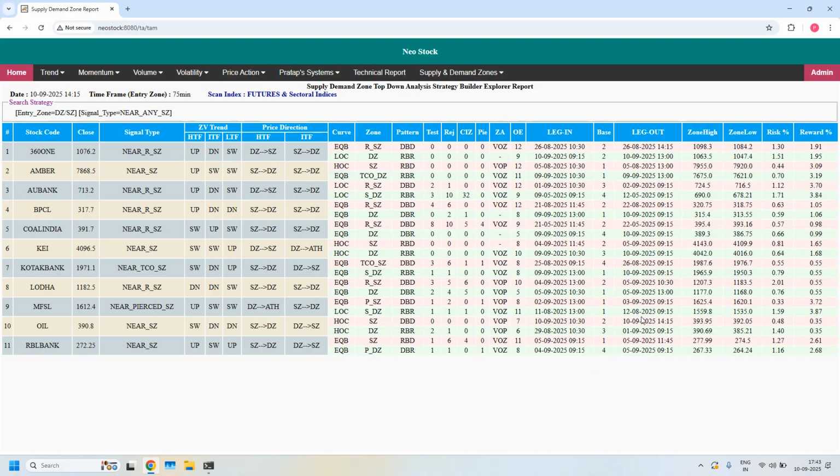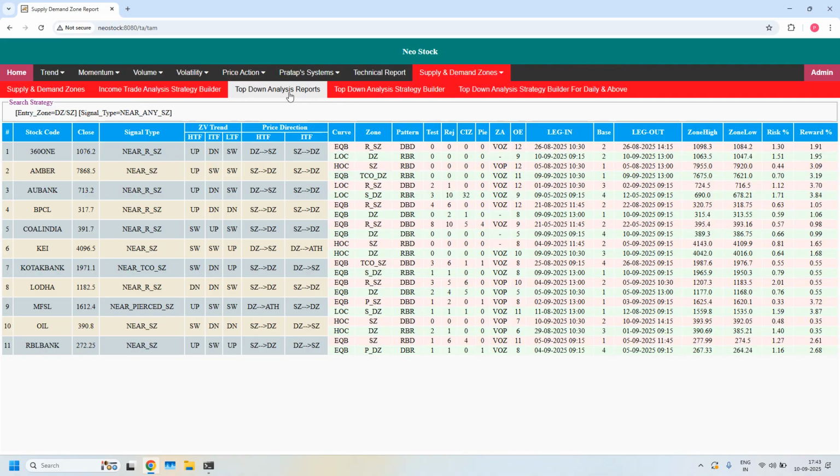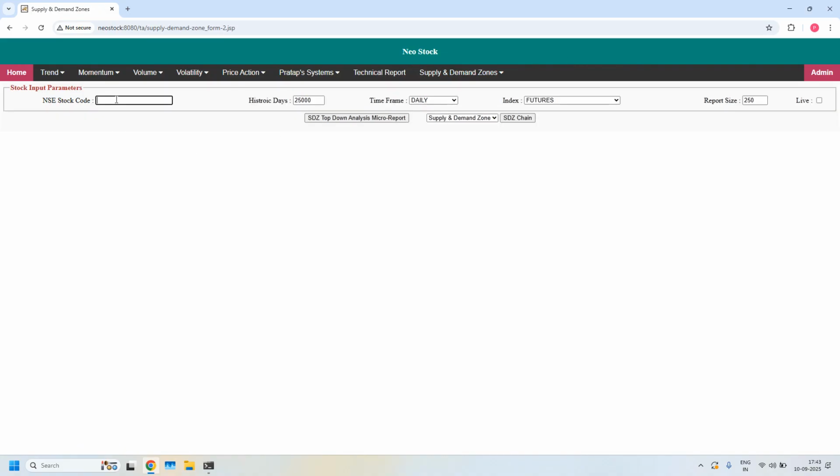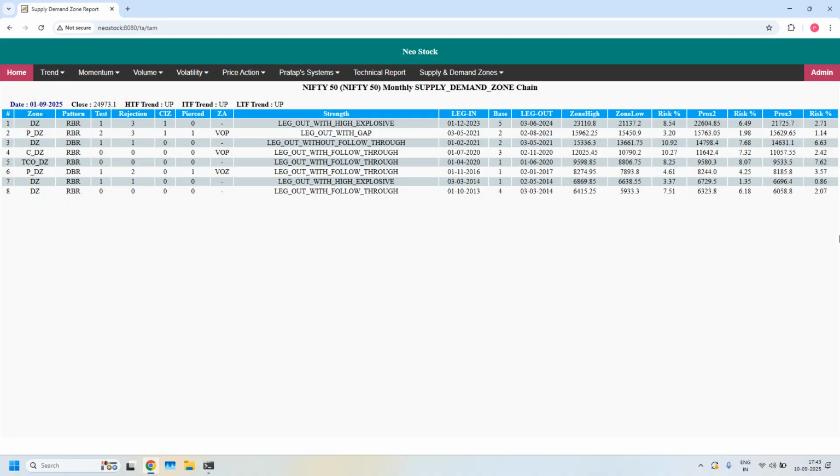Next I am going to generate Nifty and Bank Nifty supply demand zone chain reports, starting with Nifty. Generating the monthly supply demand zone chain for Nifty. In any supply demand zone chain report, always look into the zone column to find the high liquidity zones, look into the pierced column to find the pierced zones, and also look into the LTF trend to find the trend of the current time frame you have selected.